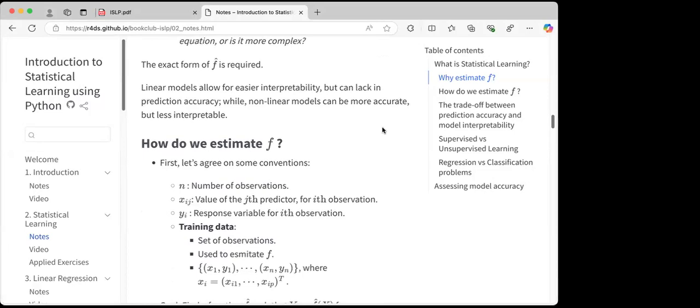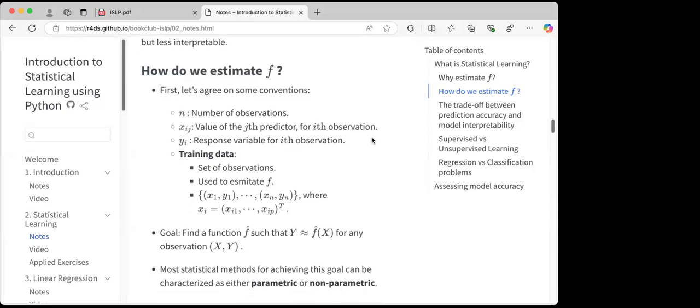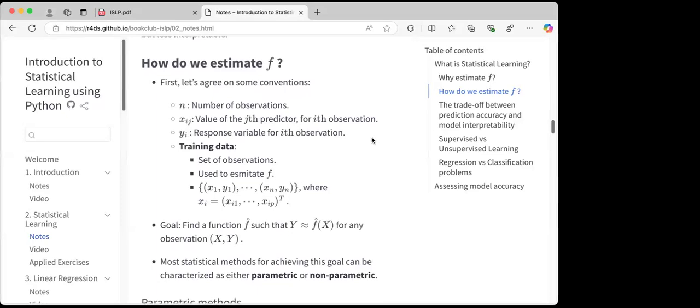So how do we estimate F? First, let's look at some conventions. N is the number of observations, like in the first session we had last week. Xij is the value of the jth predictor for the ith observation. Basically, the j's are the predictors or the particular parameter, and i is for a particular observation, or it could be an individual, depending on the type of data we're looking at. Whilst yi is the response variable for the ith observation.